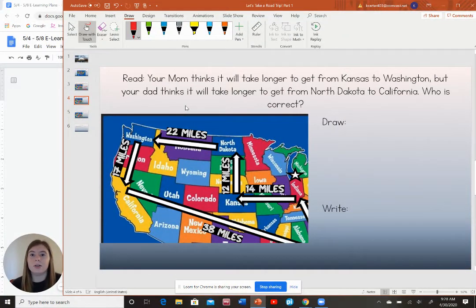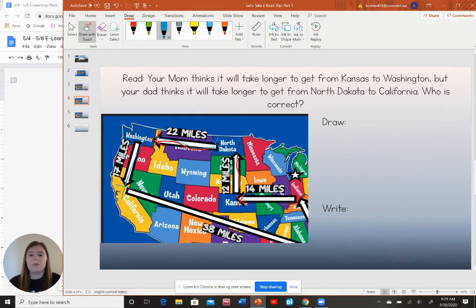So this one says, your mom thinks it will take longer to get from Kansas to Washington. I'm going to go ahead and mark that on our map. So Kansas, and then here to Washington. That's what she thinks. And then your dad thinks it will take longer to get from North Dakota, so here, to California. It says who is correct.